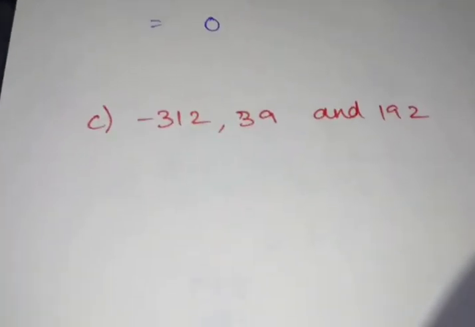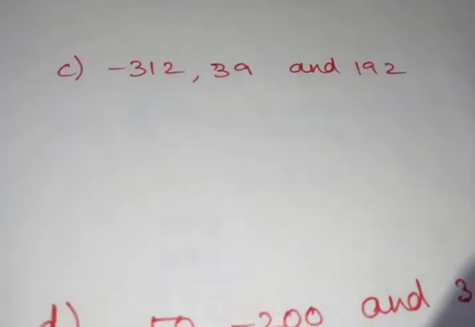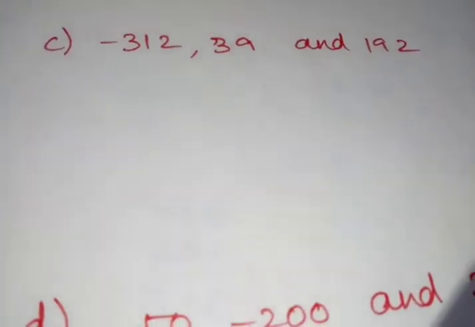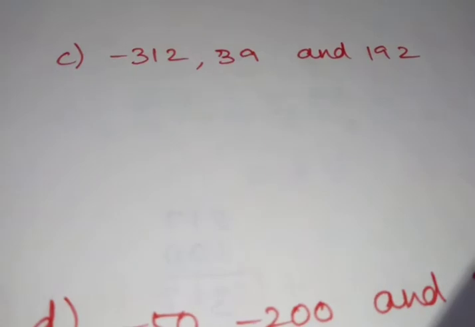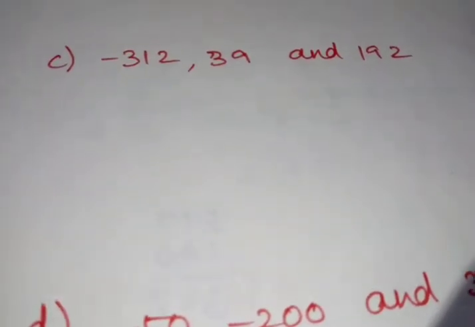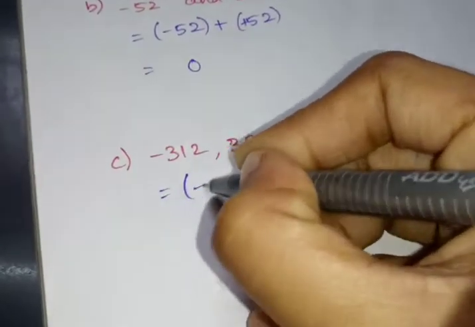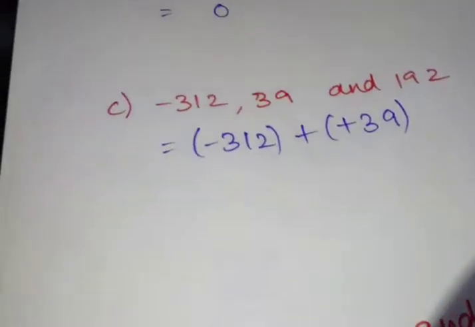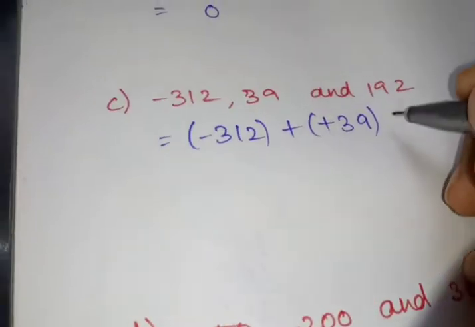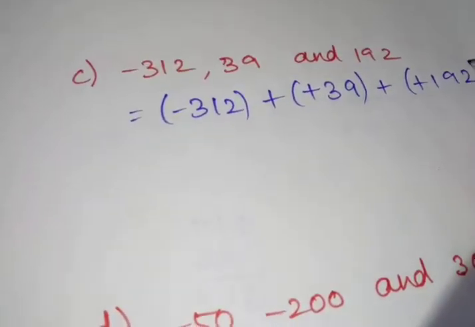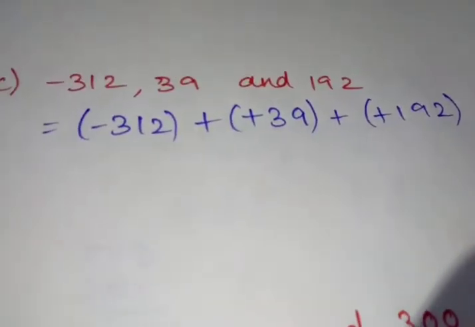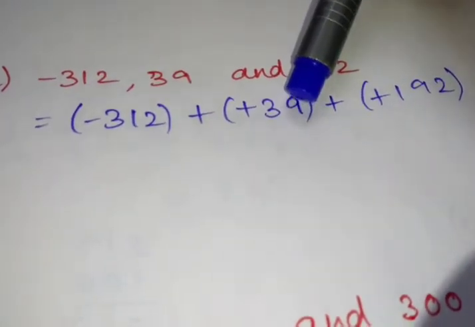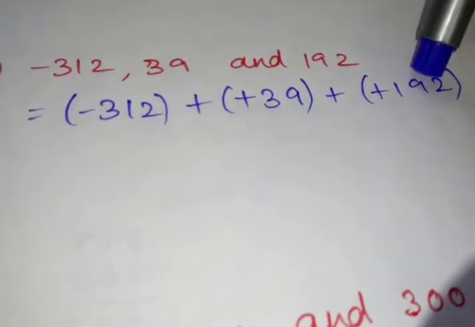Next, C option, C subdivision. Minus 312, 39 and 192. These are the three things which you have to add. So shall we add it? Minus 312 plus 39, because only 39 means plus 39, sum of plus 192. Okay. So see, minus 312 plus 39 plus 192.